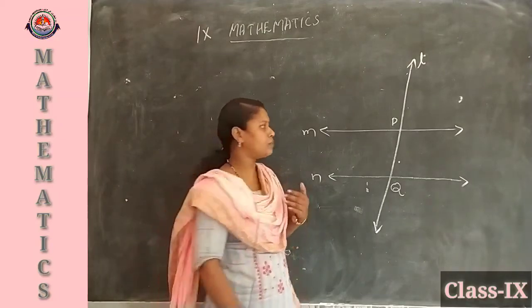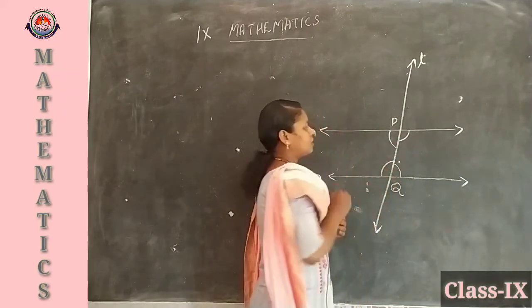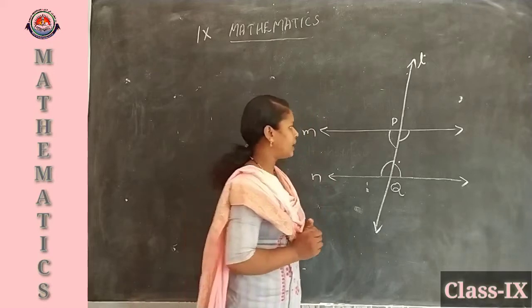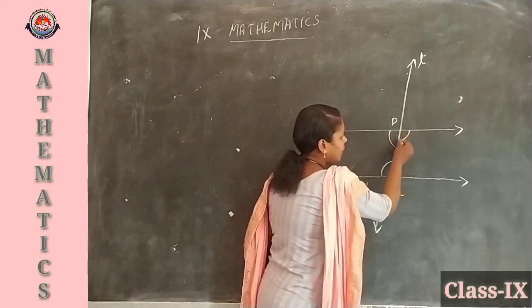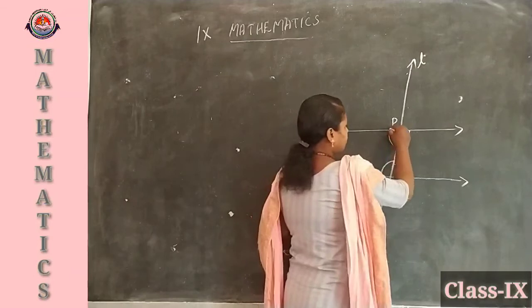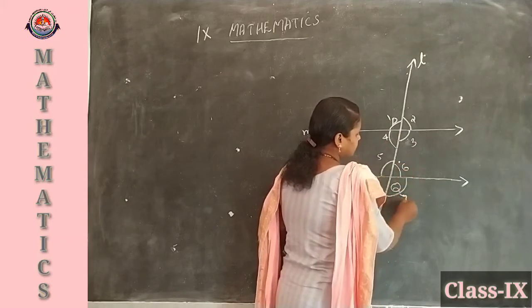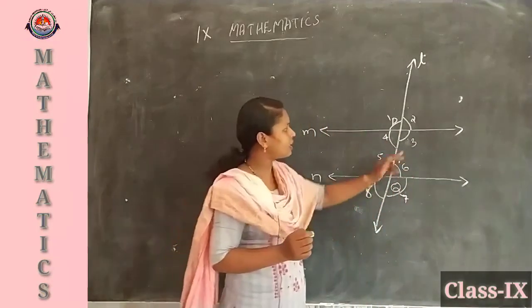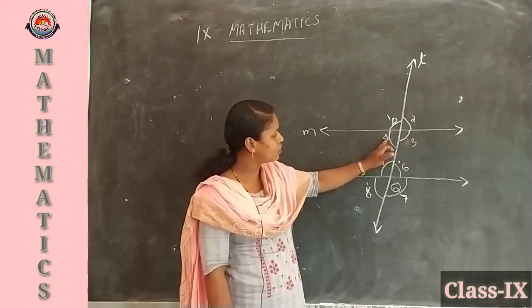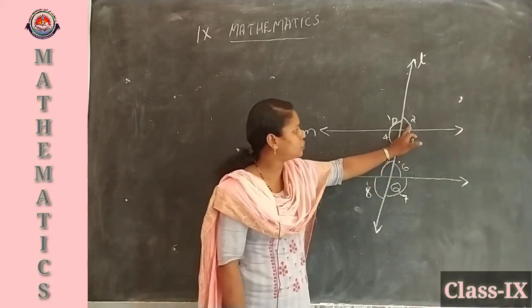And here we have different types of angles, that is, co-interior angles, a pair of interior angles on the same side of the transversal. And corresponding angles. Suppose I name the angles 1, 2, 3, 4, 5, 6, 7, 8. Which is the angle corresponding to angle 3? Can you say? Angle 7. And angle 4 and angle 8 are corresponding angles. Then 1 and 5, 2 and 6.